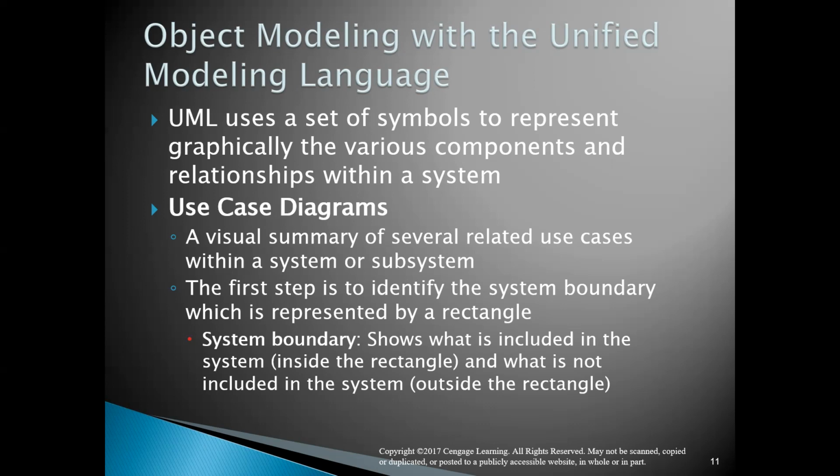Now, to repeat, the UML symbol for use case is an oval with a label that describes the action or event.